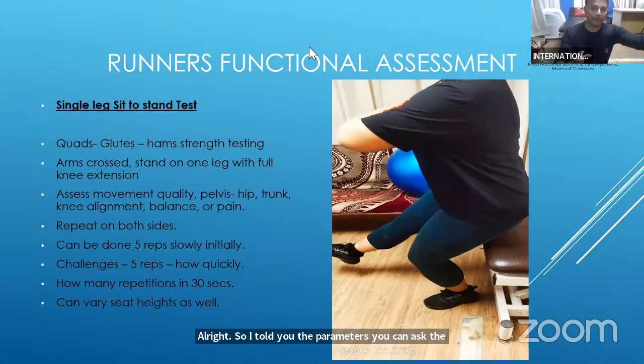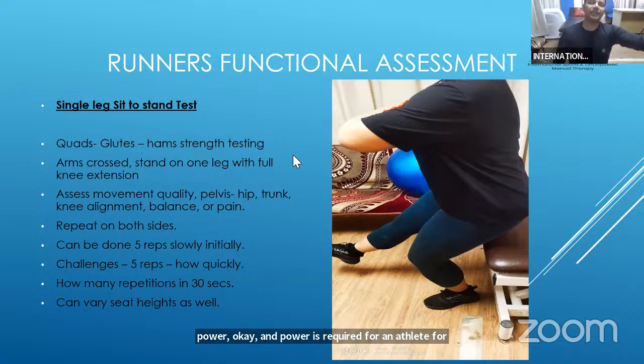So I told you the parameters. You can ask the patient to do 5 repetitions first, slowly, and then do the 5 repetitions quickly. That tells me the power, okay? And power is required for an athlete for running, whether it's a short distance or a long distance. Power is very, very necessary.